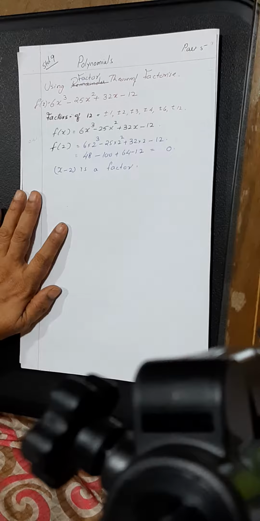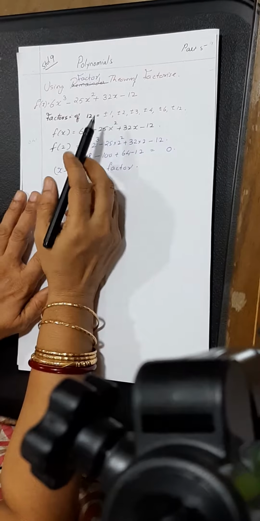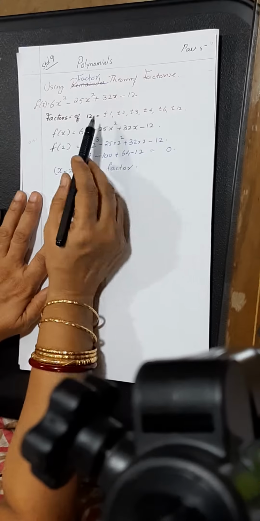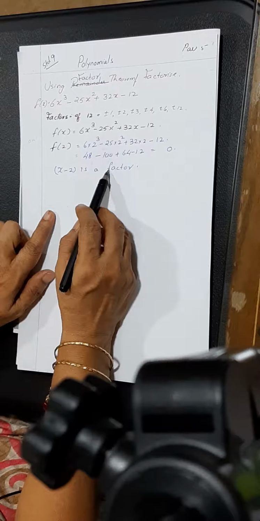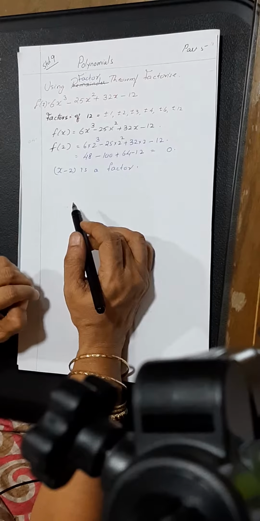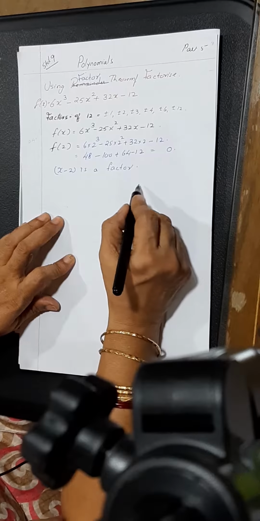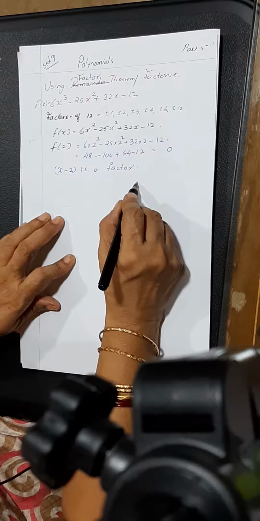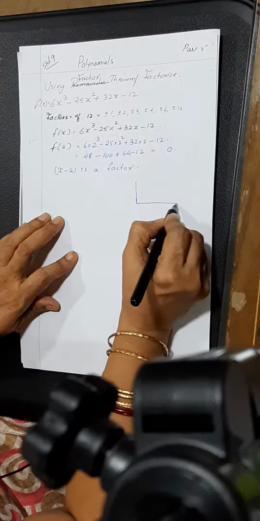Now you got one factor, so you can do the long division method and then find the quotient and again factorize that, or there is another method we call the synthetic division. Instead of doing the long division method, we can use this method also.